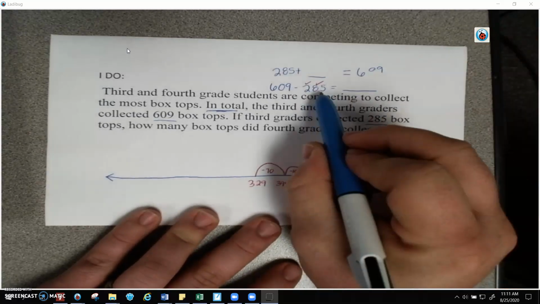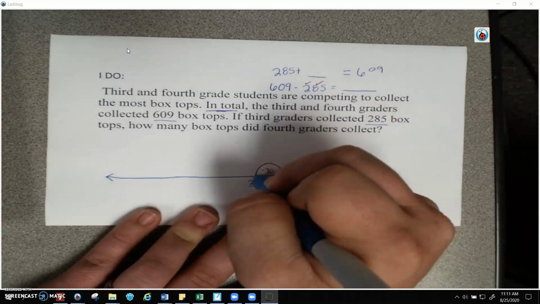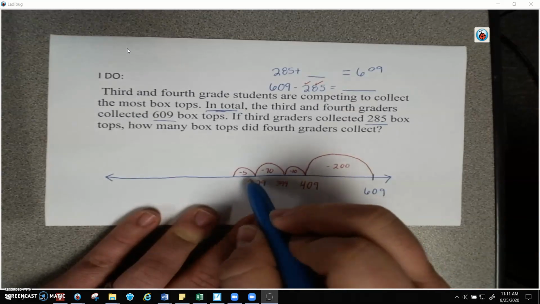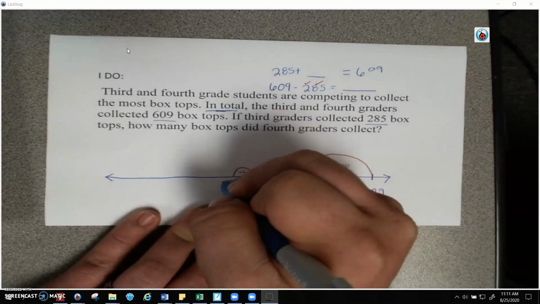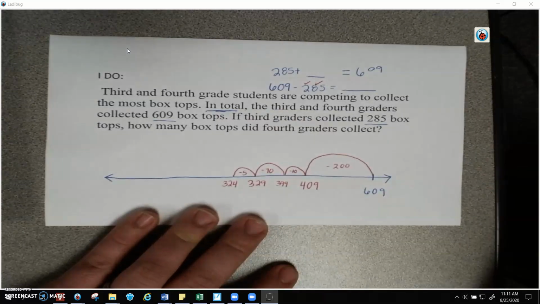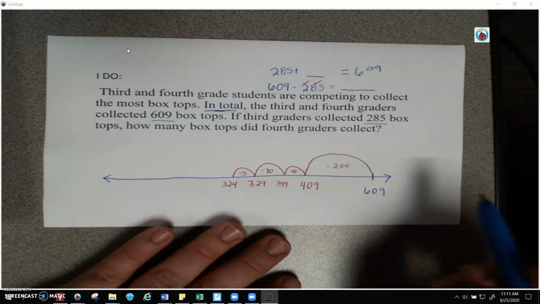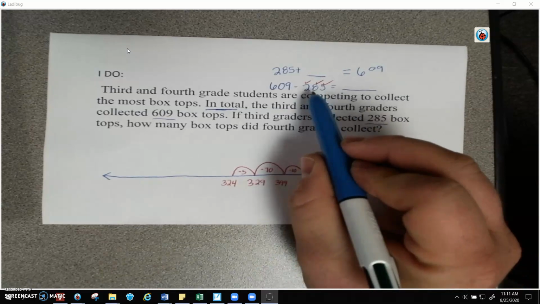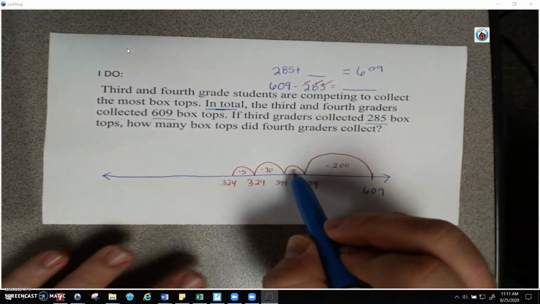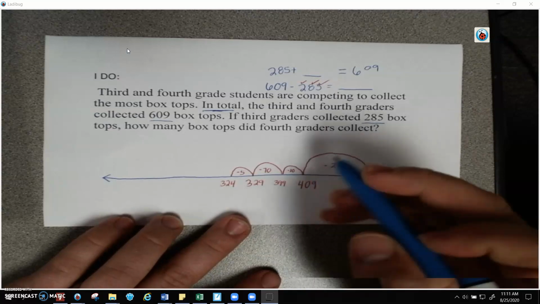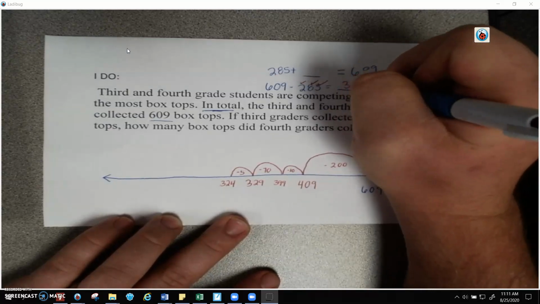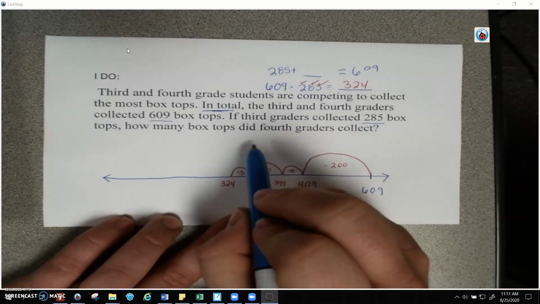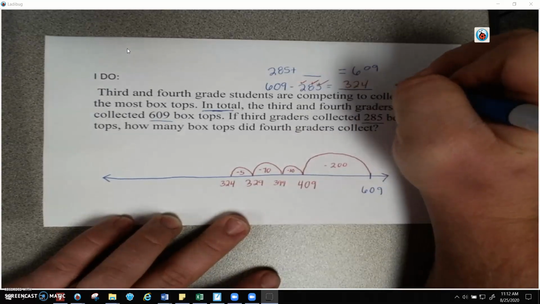Done there. And now I need to take away just 5 ones. So minus 5. That's just 9 ones minus 5 ones. That's not too hard. That would be 324. So I'm going to double check my work. I took away 5 ones there. Need to make sure I took away 8 tens, 7 tens and 1 ten would be 8 tens. I took away my 200. So that means my answer is 324. So if 3rd graders collected 285 and the total was 609, the 4th graders collected 324 box tops.